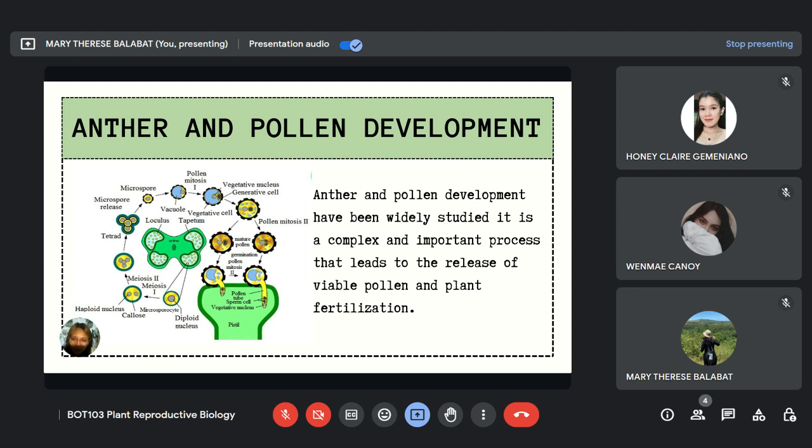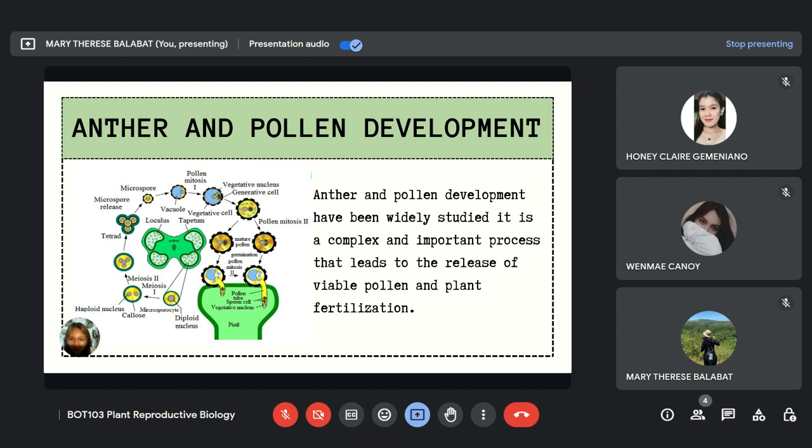So we have here the microsporocyte stage, where diploid cells in the anther wall differentiate into microspore mother cells. The microspore mother cells are large round cells with a prominent nucleus. Then next we have the meiosis. Microspore mother cells undergo meiosis, a two-division reductional process that results in four haploid microspores.